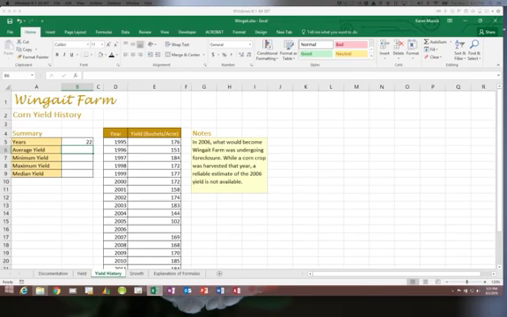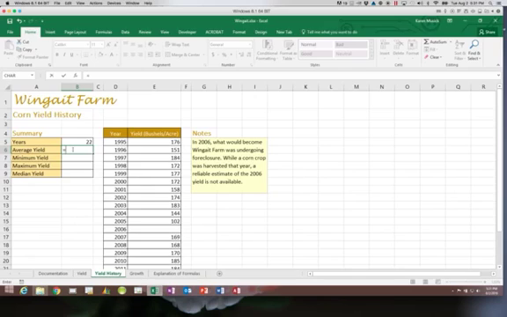Now, the next thing we're going to do is average the corn yield. However, we do need that information to be rounded. So we're going to combine those two functions. We're going to start out with equals and then type round. That will round off the formula. Then we're going to type in average.